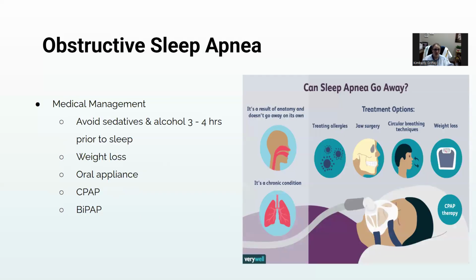So how do we manage this? You want to avoid any sedatives or alcohol 3 to 4 hours prior to sleep. You want to educate your patients to lose weight if possible. They may need some type of oral appliance to help keep their tongues from sliding backwards, or they may need CPAP or BiPAP.